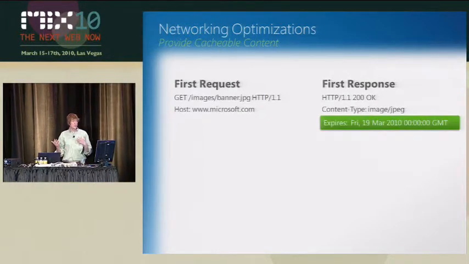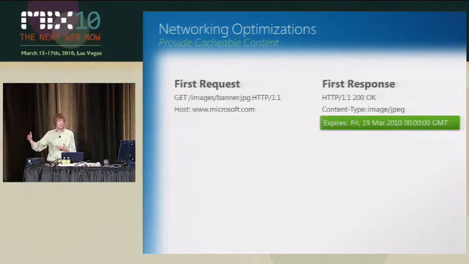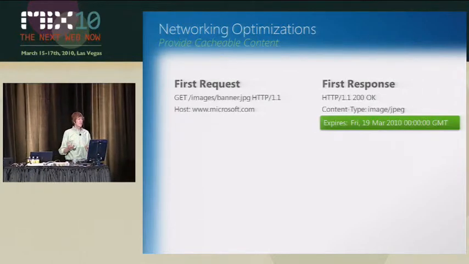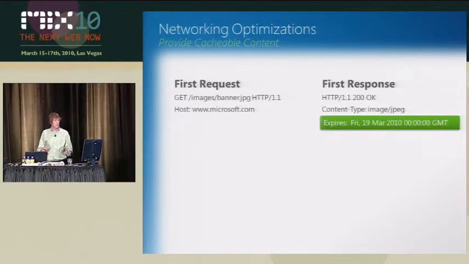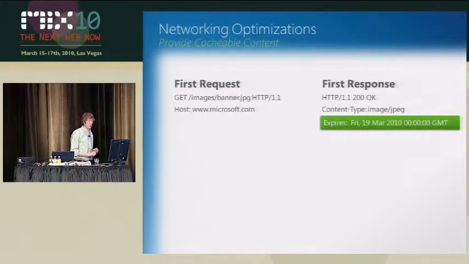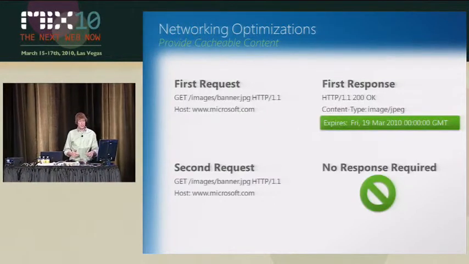And here you'll see on the left we have our first request and our first response. And in our response, it specifies that the content is not going to expire for some period of time. So in this case, the content's not going to expire until this Friday. So by doing this, the browser is able to cache the content and will pull these images or content out of the cache, in this case an image, rather than requesting it again from the network. And here you can see the second request, and we don't have to pull it.